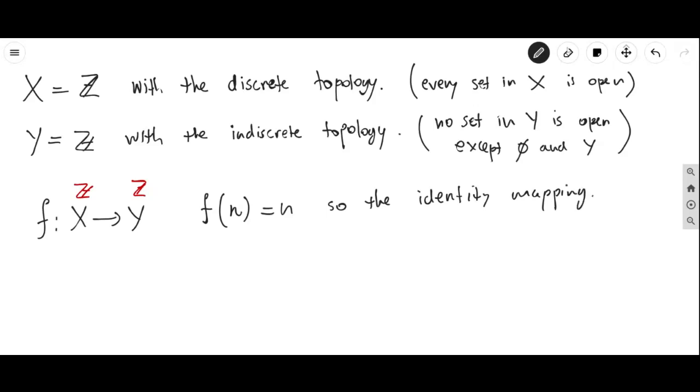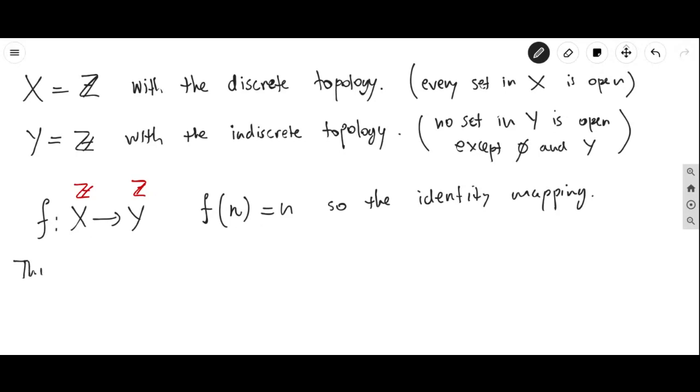So be very careful. The identity mapping is always continuous when you're mapping the same space to itself. Here, it's the same set, but it's a different space. Right? The spaces are different. As a mapping between sets, it's the identity mapping, but the topologies are different. So that's why I say it's the identity mapping on sets. It's not the identity mapping on spaces. So these are two different spaces. But it is the identity mapping. You're just mapping an element to itself. So it's clearly a bijection and all of that. Now, this is continuous. Why is this continuous?